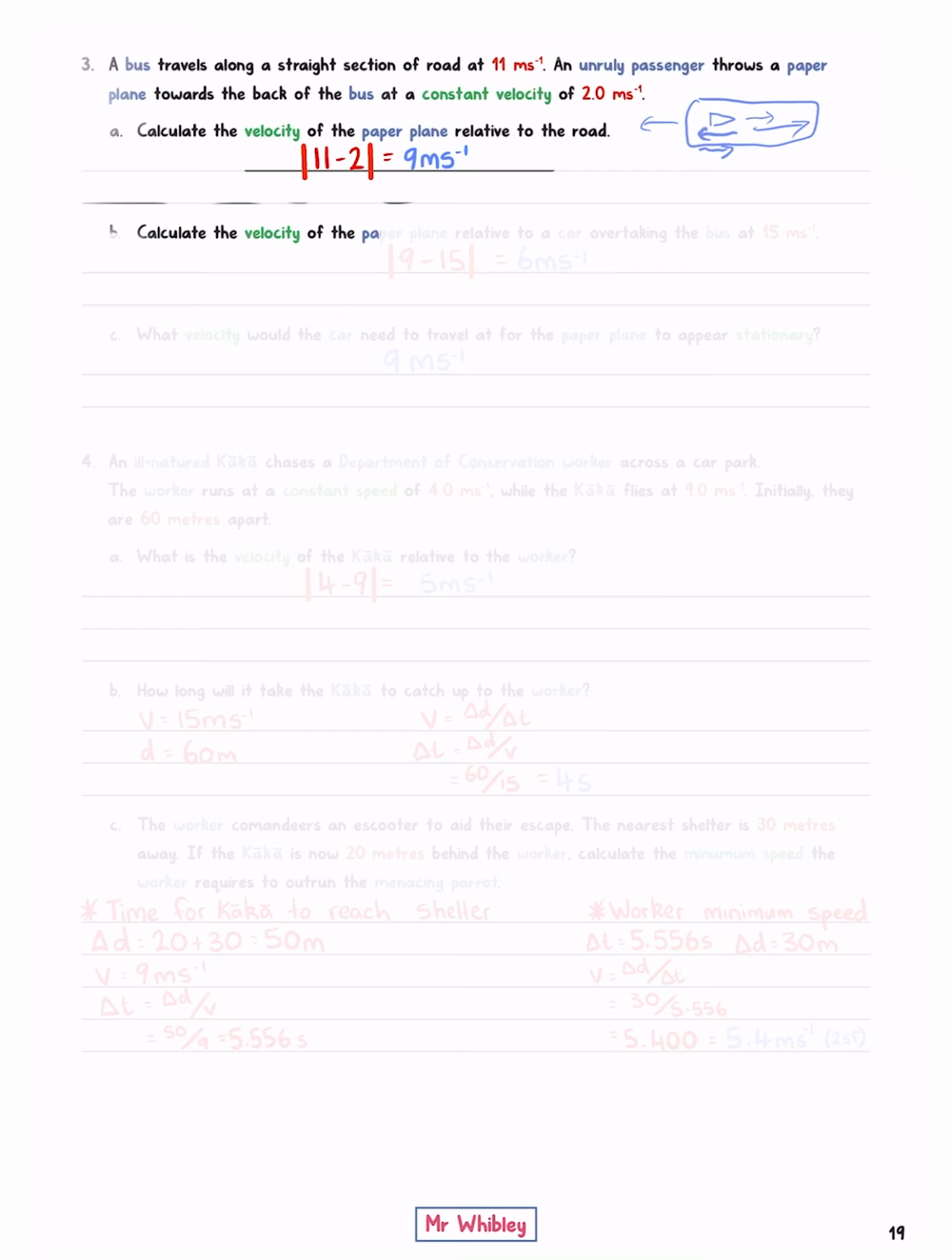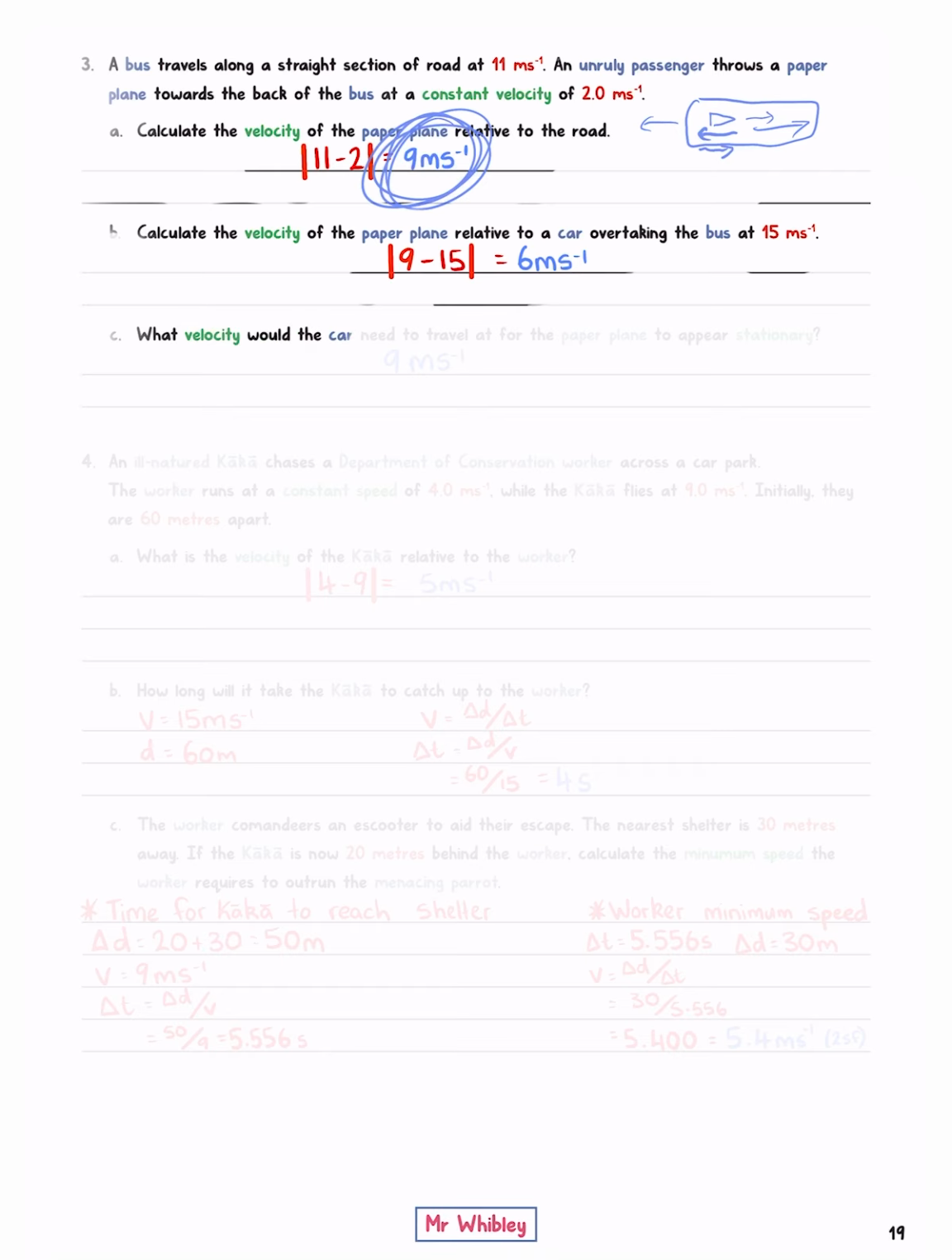Calculate the velocity of the paper plane relative to a car overtaking the bus at 15 meters per second. The paper plane's velocity relative to the road is what we just found, our 9 meters per second. That velocity and the velocity of the overtaking car are in the same direction, and so we find the difference between them, which gives me 6 meters per second.